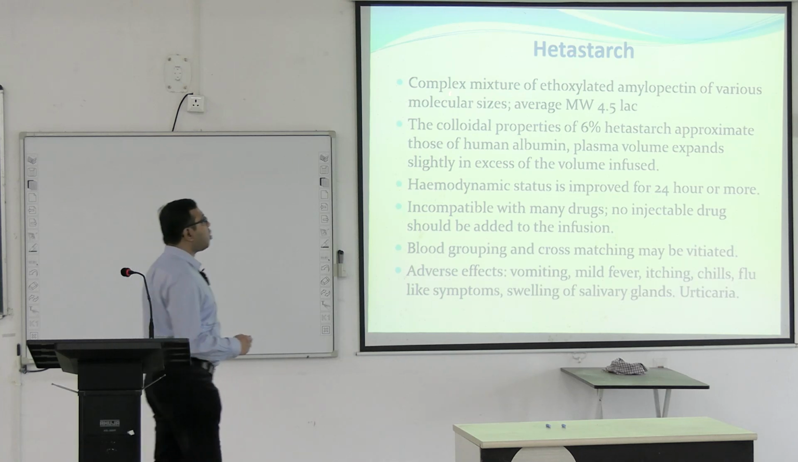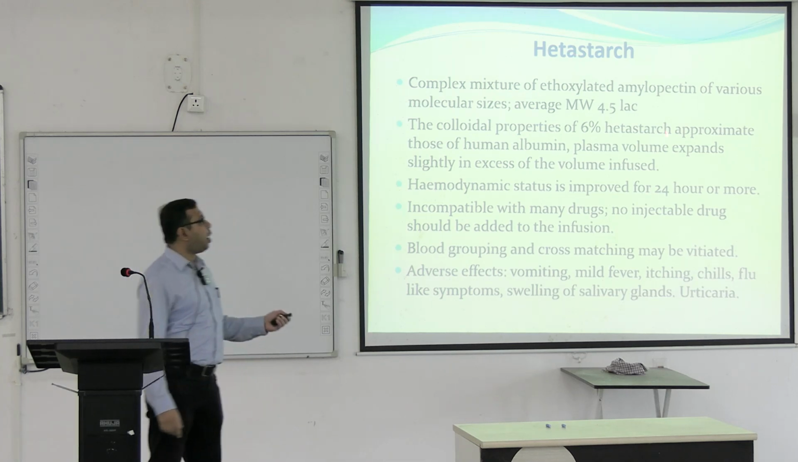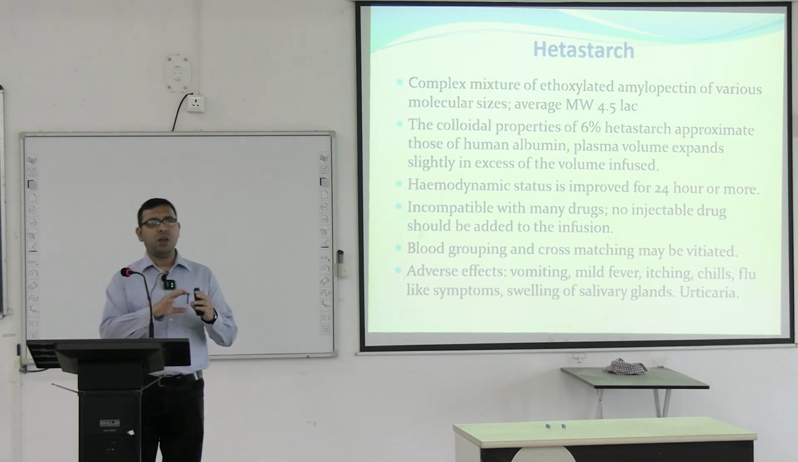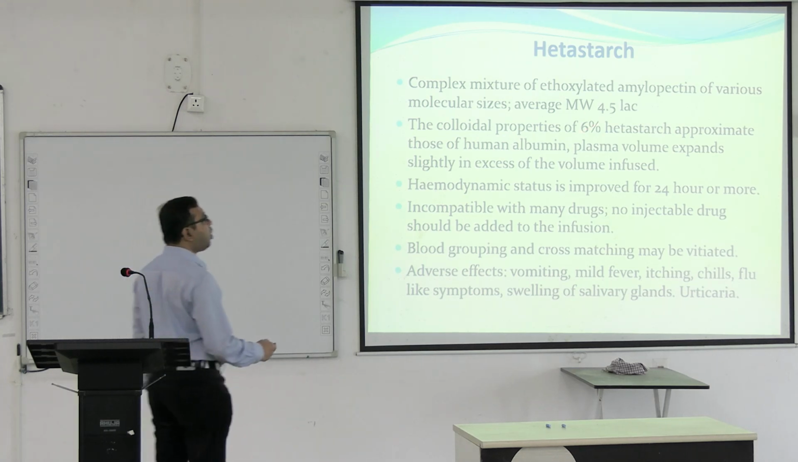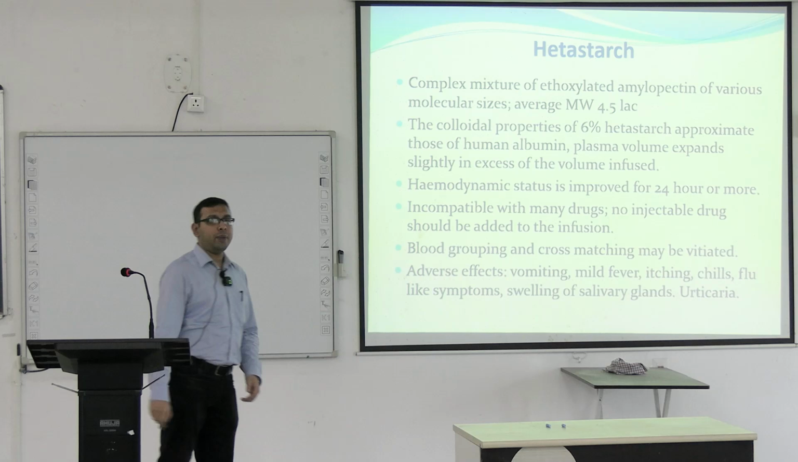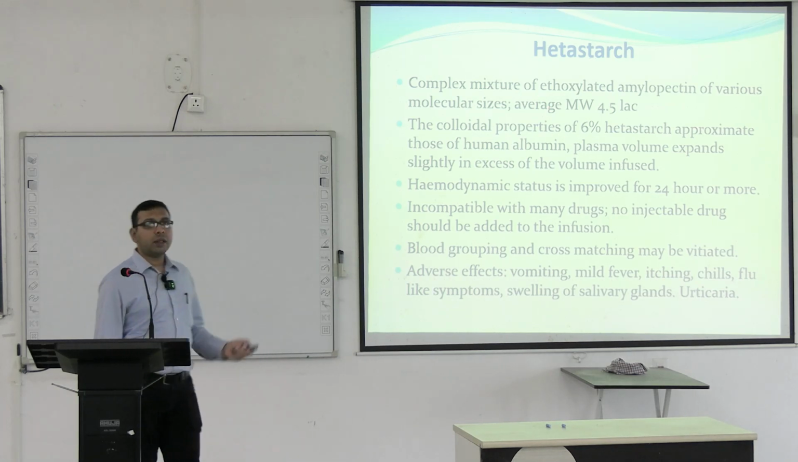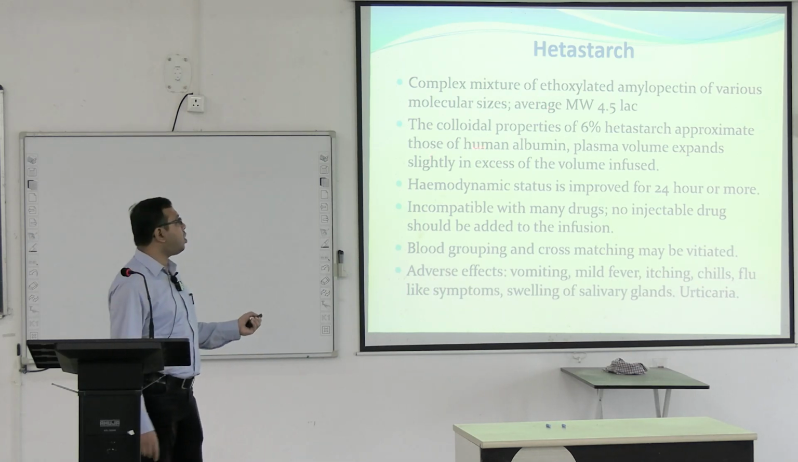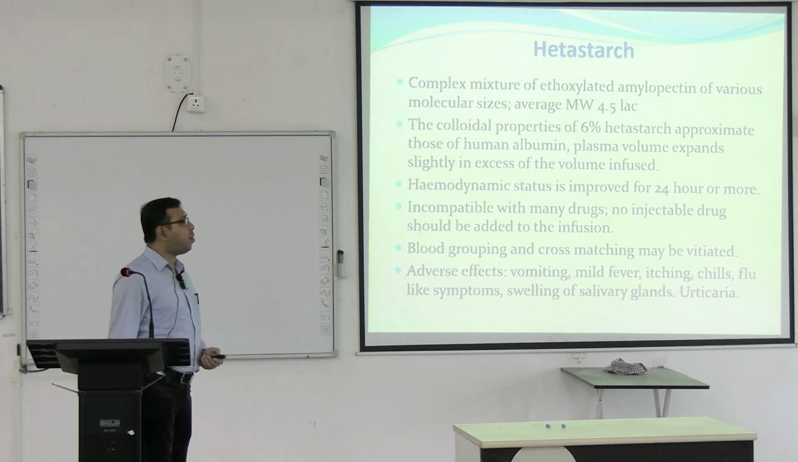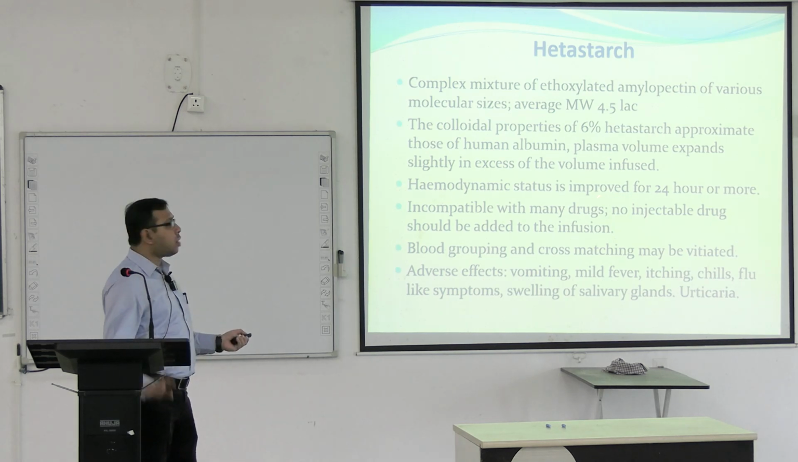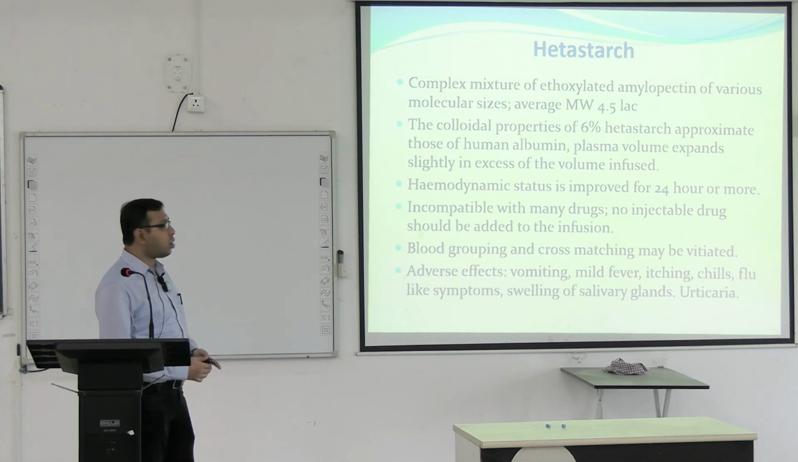Hetastarch. Hetastarch is a complex mixture of ethoxylated amylopectin of various molecular starch sizes. So basically different sizes of the polysaccharides are present. Molecular weight, you can see, is very high, 4.5 lakhs. Colloidal properties of the 6% hetastarch approximate the dose of human albumin. Plasma volume expands slightly in excess of the volume infused. Hemodynamic status is improved for 24 hours or more.